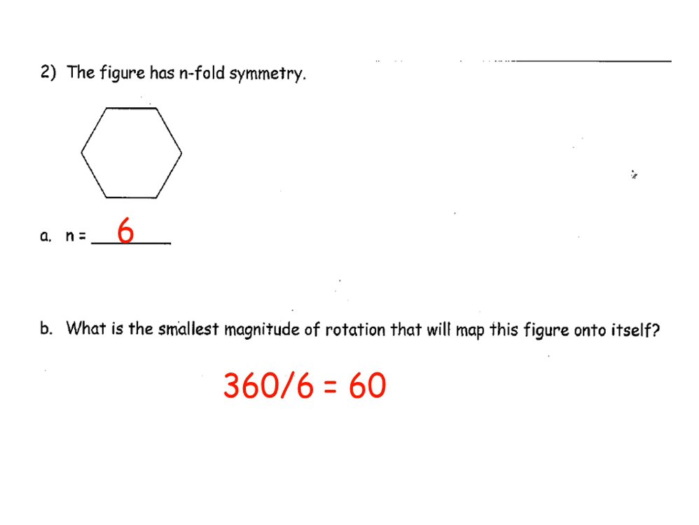So we're going to take 360, the degrees taken to rotate it completely around, and divide it by 6 because we will see this hexagon 6 times, and we will get 60. So the smallest magnitude of rotation would be 60 degrees.